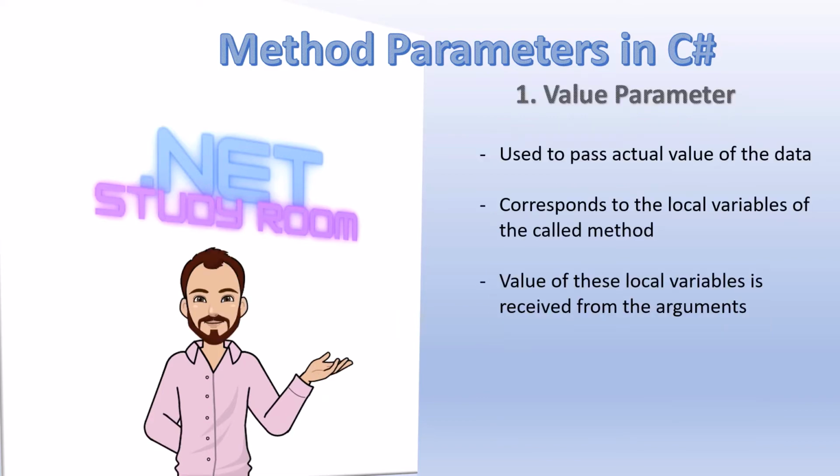Value parameters. We have so far always used the value parameters in our examples. These are used for passing the input arguments as actual values of the data. Value parameters correspond to local variables, whose values are received from the arguments. Let's understand what this means, with the help of the add method.